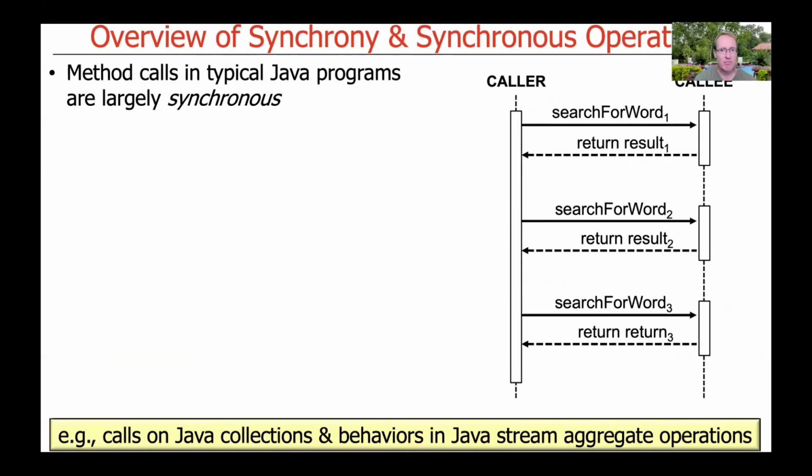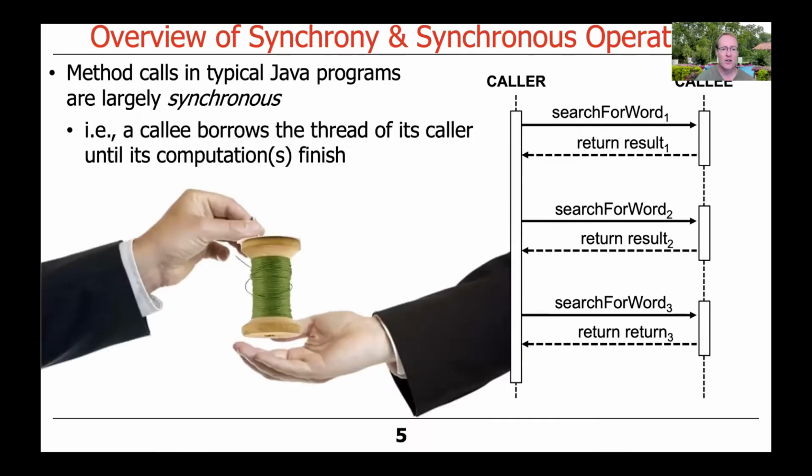Method calls in your typical Java programs, most likely almost everything you've written up to this point, are largely synchronous. Some examples of this, of course, would be if you make method calls on Java collections like HashMap or ArrayList or TreeSet, as well as different behaviors in Java's streams, including parallel streams for the aggregate operations. Those are all synchronous calls. And what that means is that the callee, which is the thread or the method that's called by a caller, will borrow the thread of the caller until its computations are done.